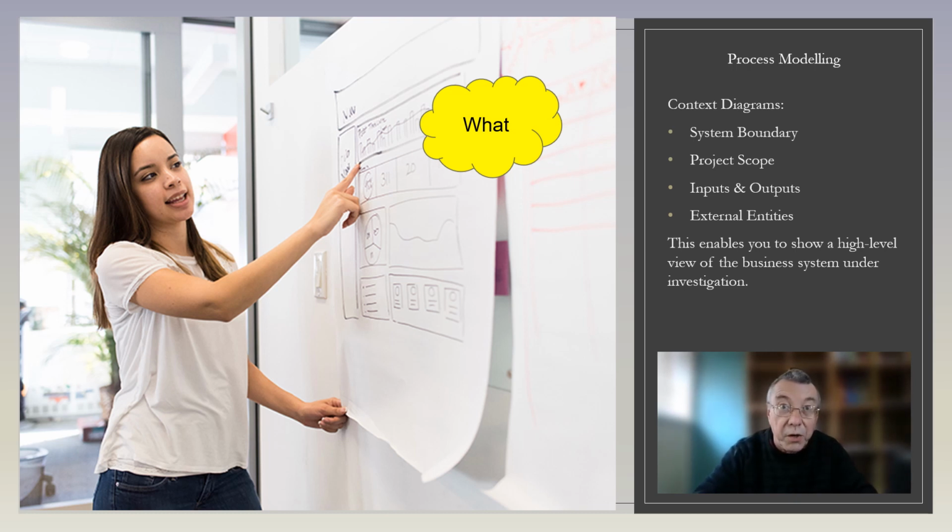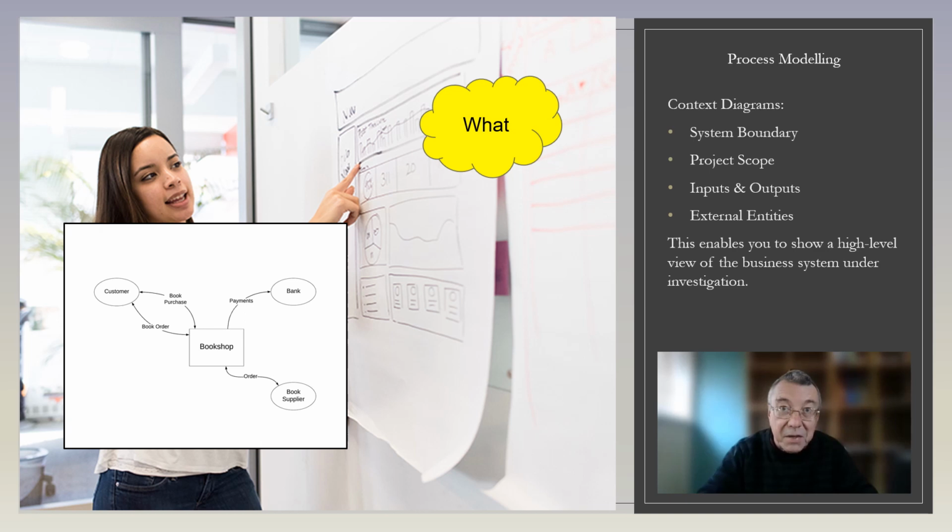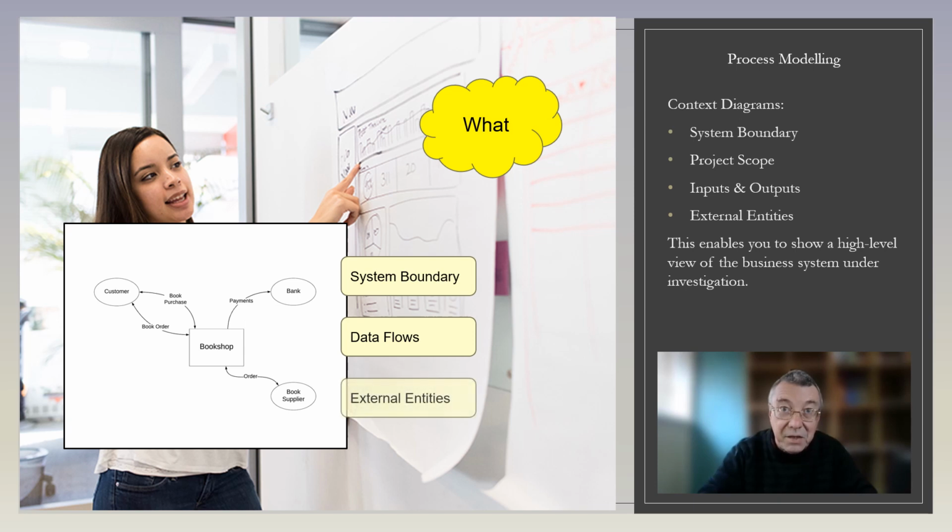Welcome to the wonderful world of process modeling and context diagrams. A context diagram is a nice, simple, straightforward diagram that enables you to capture a high-level view of a business system. It shows the system boundary, the key flows in and out of that system, and the external entities, the things that interact with the system: people, organizations, maybe other systems.